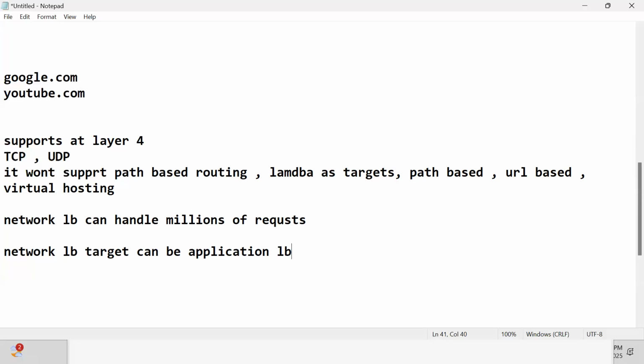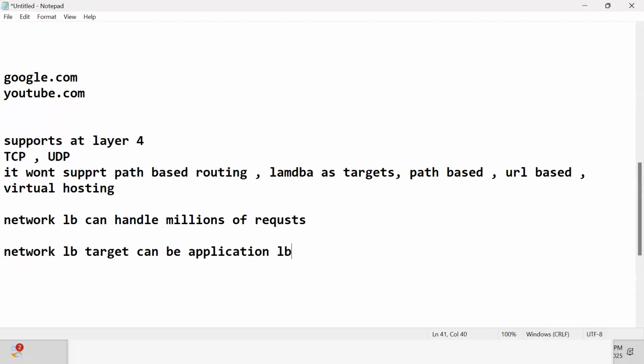An application load balancer can be added as a target to a network load balancer. But vice versa, that is not possible. That means to the application load balancer, I can't attach a network load balancer.